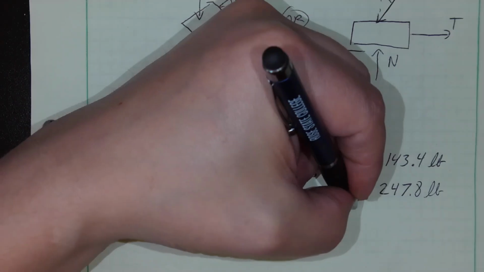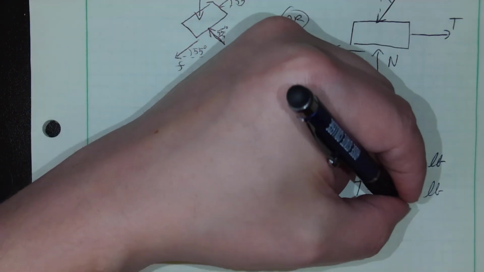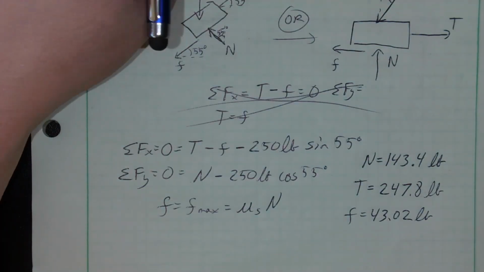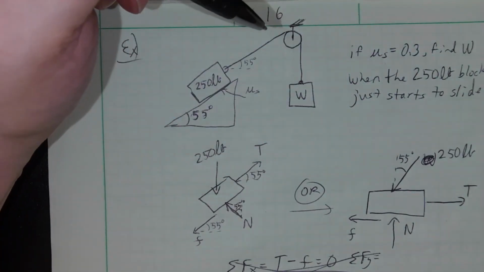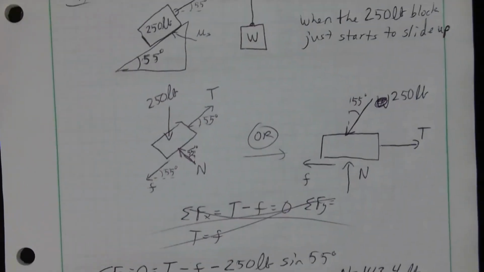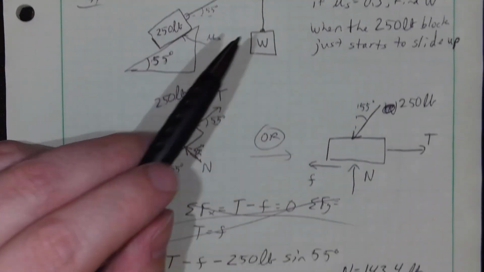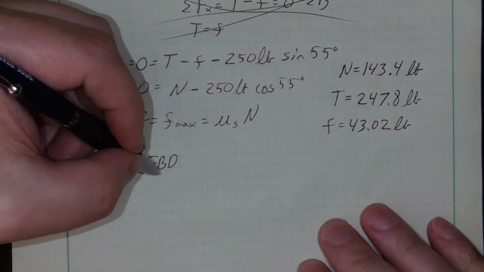Okay. And then the friction force, 43.02 pounds. Now, is that what the problem's asking for? What the heck are we looking for? We're looking for W. Well, Steve, why'd we start with this one if we're looking for W? That W's not even on this. I get that. We could have started here. Nothing wrong with that. Let's go there next, right? What am I looking for? I'm looking for W.